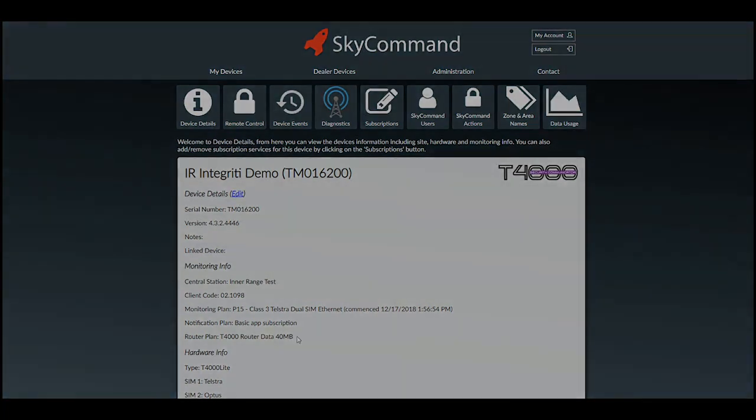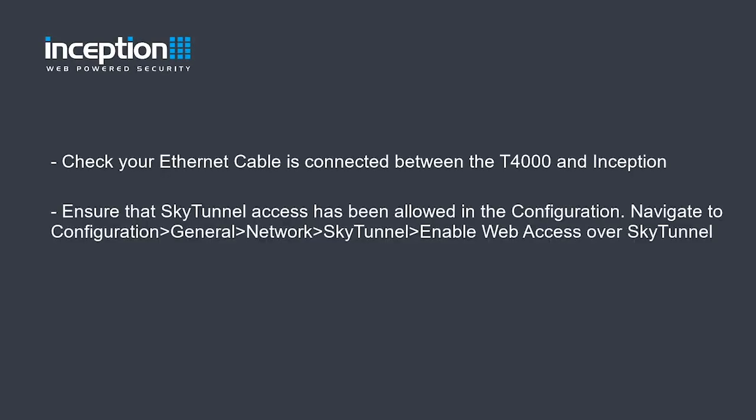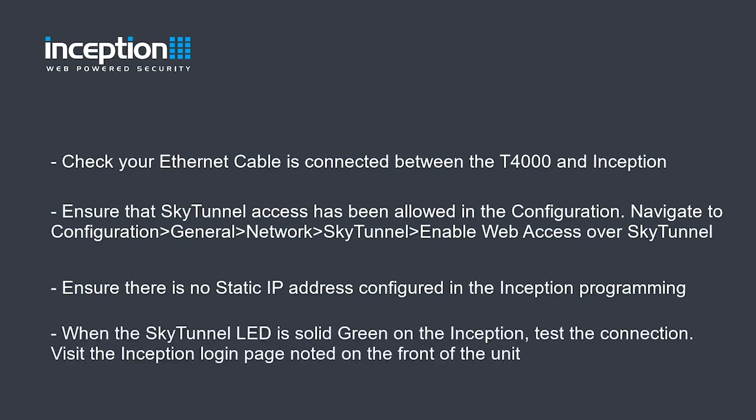Next, we'll be looking at keynotes across the different panels, starting with Inception. The main points of focus here outside of the physical connection is making sure that web access over SkyTunnel is allowed and that there is no static IP address programming in the panel. Make sure the Ethernet LED is solid on the Inception and wait for the SkyTunnel LED to be solid as well. Then test your connection.